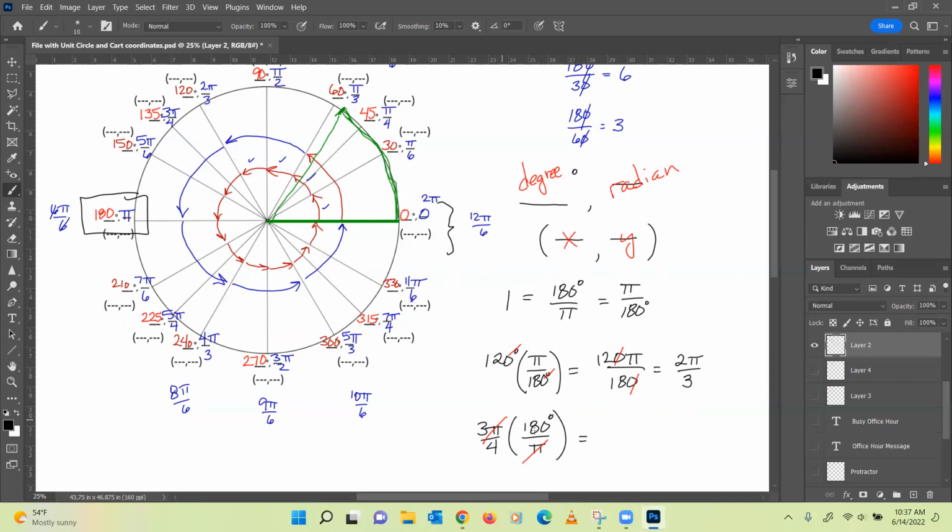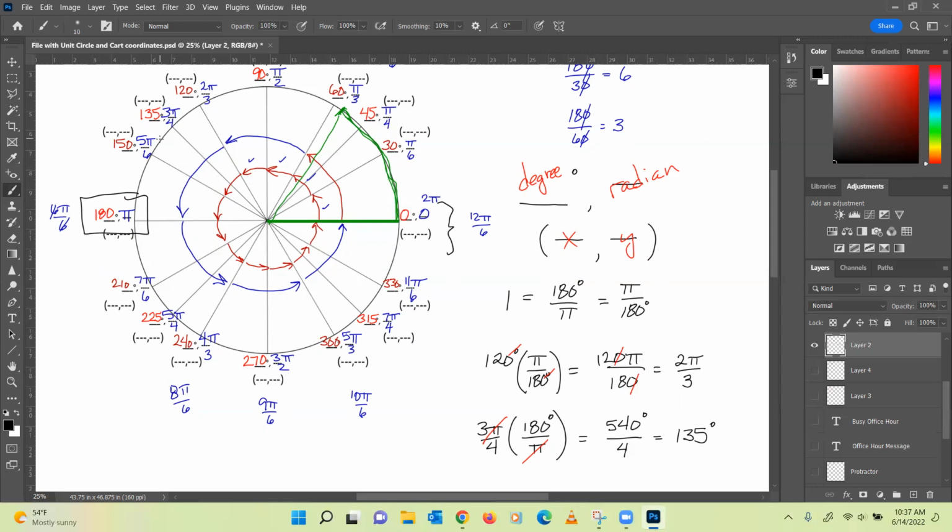So now I've simply got 3 times 180, which is 540. Still have degrees. Divide that by 4 times 1, which is 4. 540 divided by 4 is, let's see, 135. We still have the degree measure. So 3 pi over 4 is 135, and that's exactly what we found when we were looking at our work before. So having that conversion from degrees to radians or radians to degrees will really help.